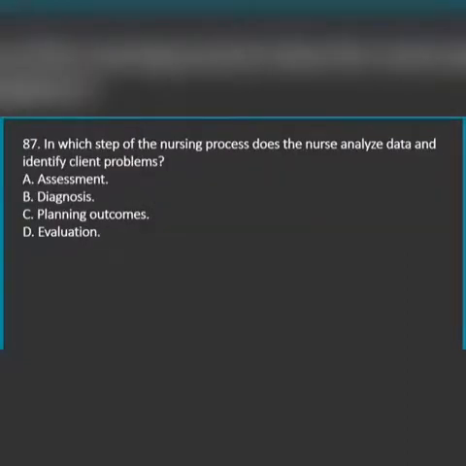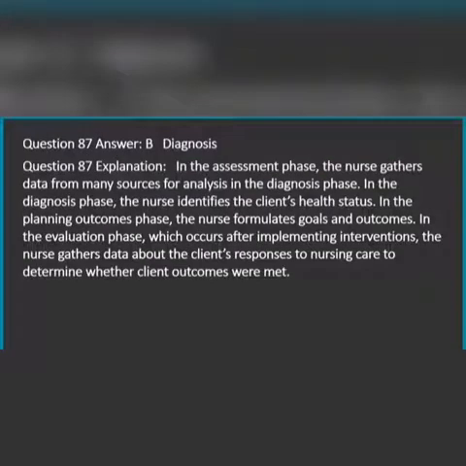Question 87. In which step of the nursing process does the nurse analyze data and identify client problems? A. Assessment. B. Diagnosis. C. Planning outcomes. D. Evaluation. Question 87 Answer: B. Diagnosis.